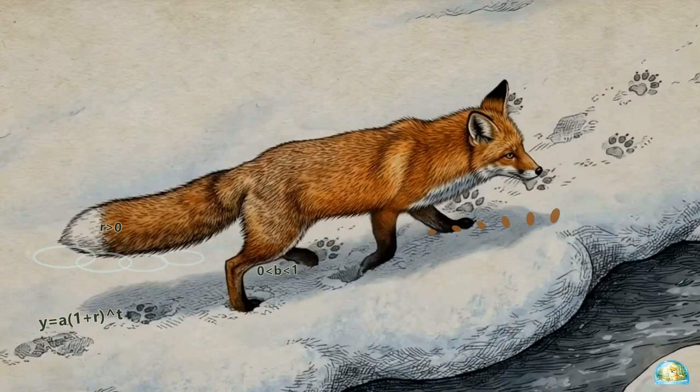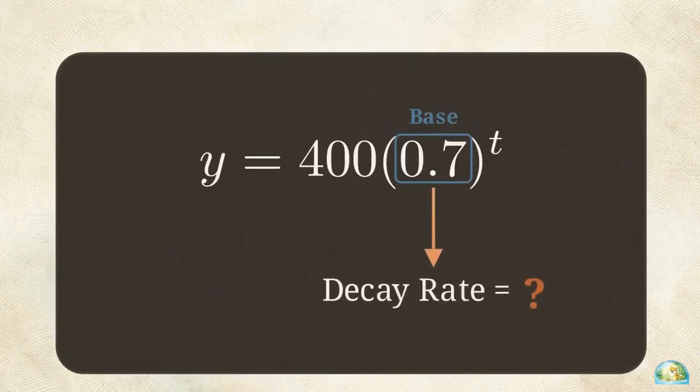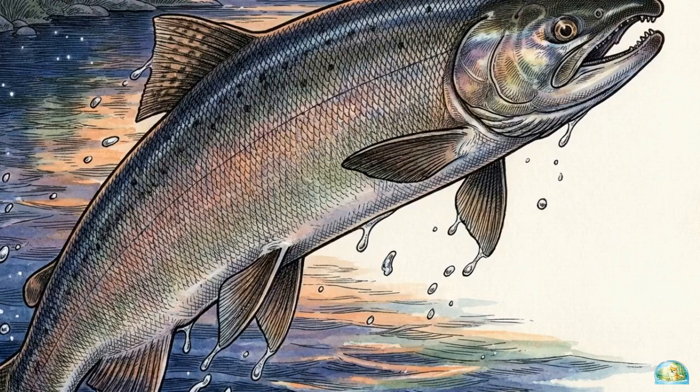Before we go, look at this equation. Y equals 400 times 0.7 to the power of t. Based on the form of that equation, what is the rate of decay? You now have a clear way to see how the river ecosystem changes over time.